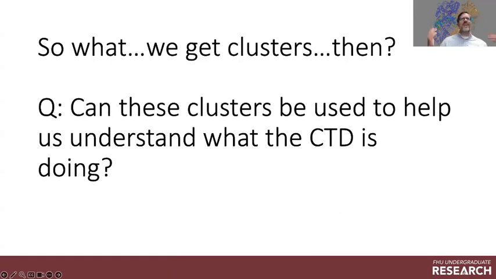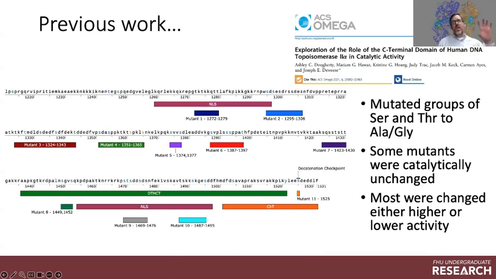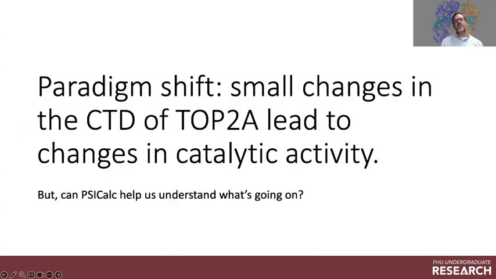So then what, right? Can we use these clusters to understand anything about the C-terminus? As I mentioned, we made these mutations previously, mutating serines and threonines to alanine and glycine. Some were catalytically unchanged. Most actually changed activity a little bit. This was a bit of a paradigm shift because in my field, the thought was small changes in the CTD really wouldn't alter activity. But we were able to demonstrate convincingly that you can use these small changes and get differences in activity.